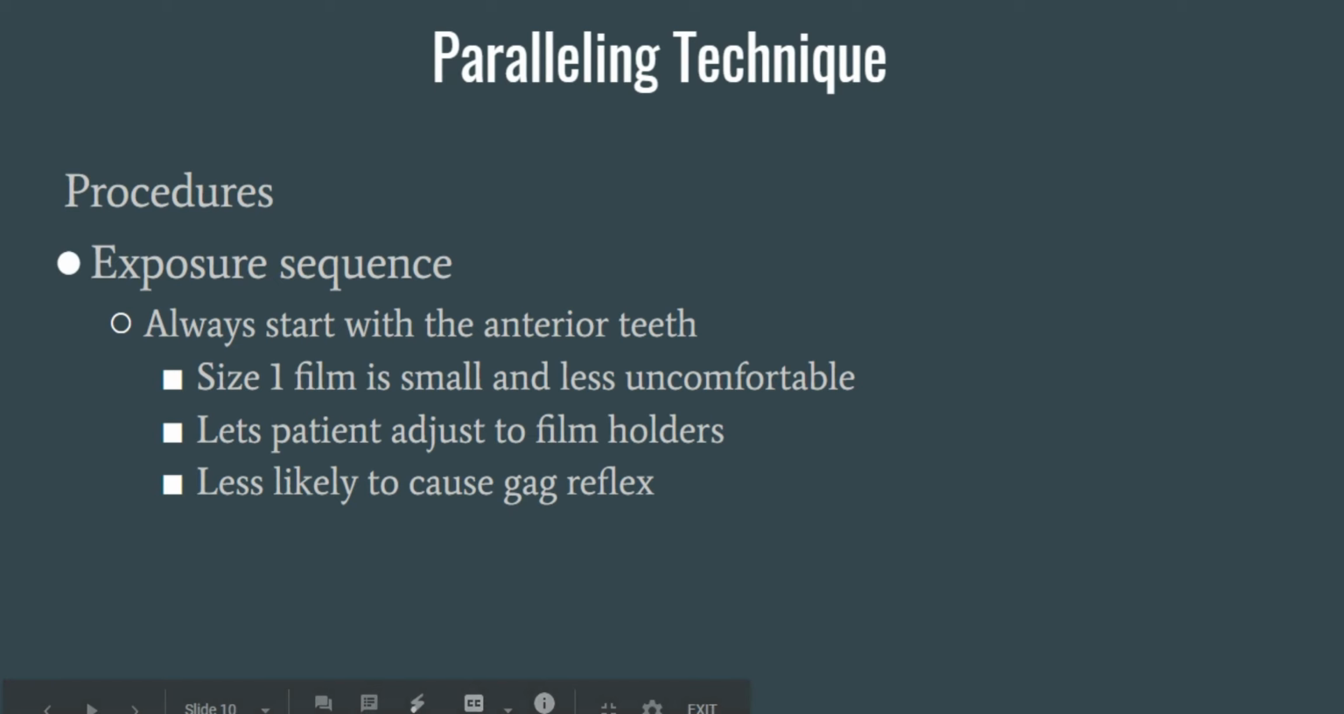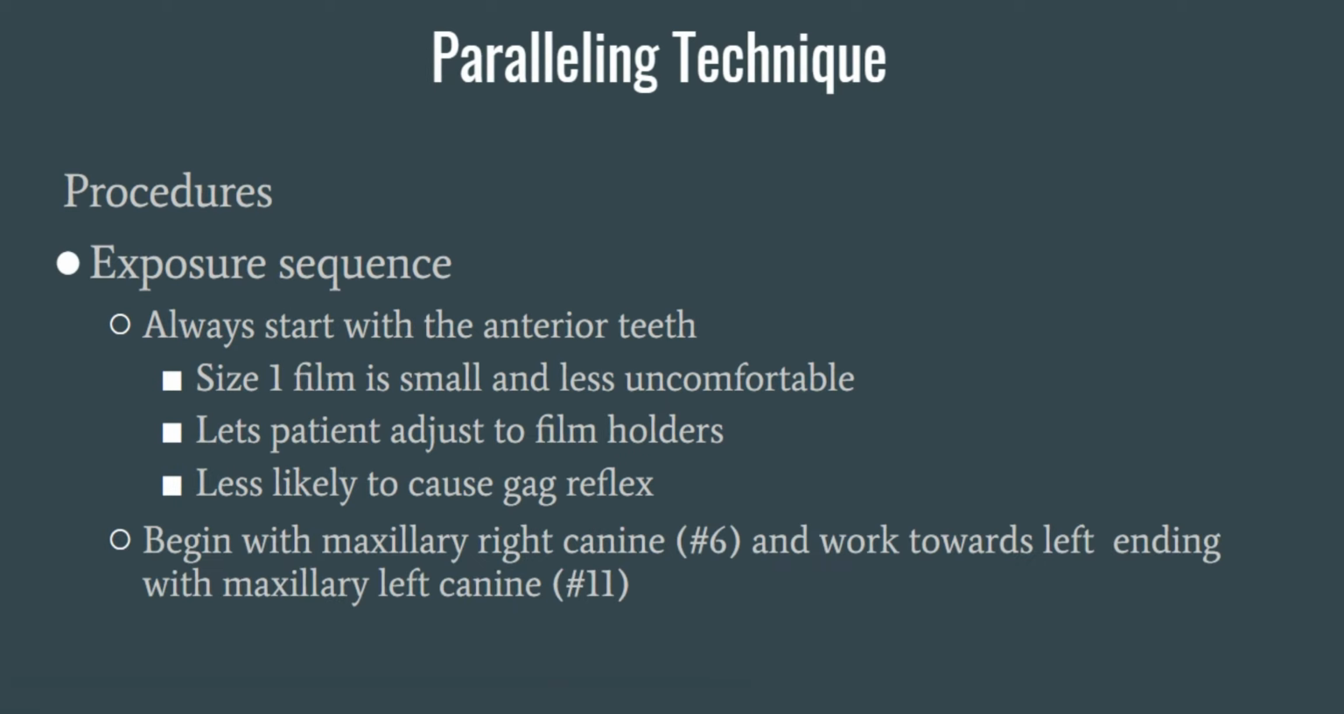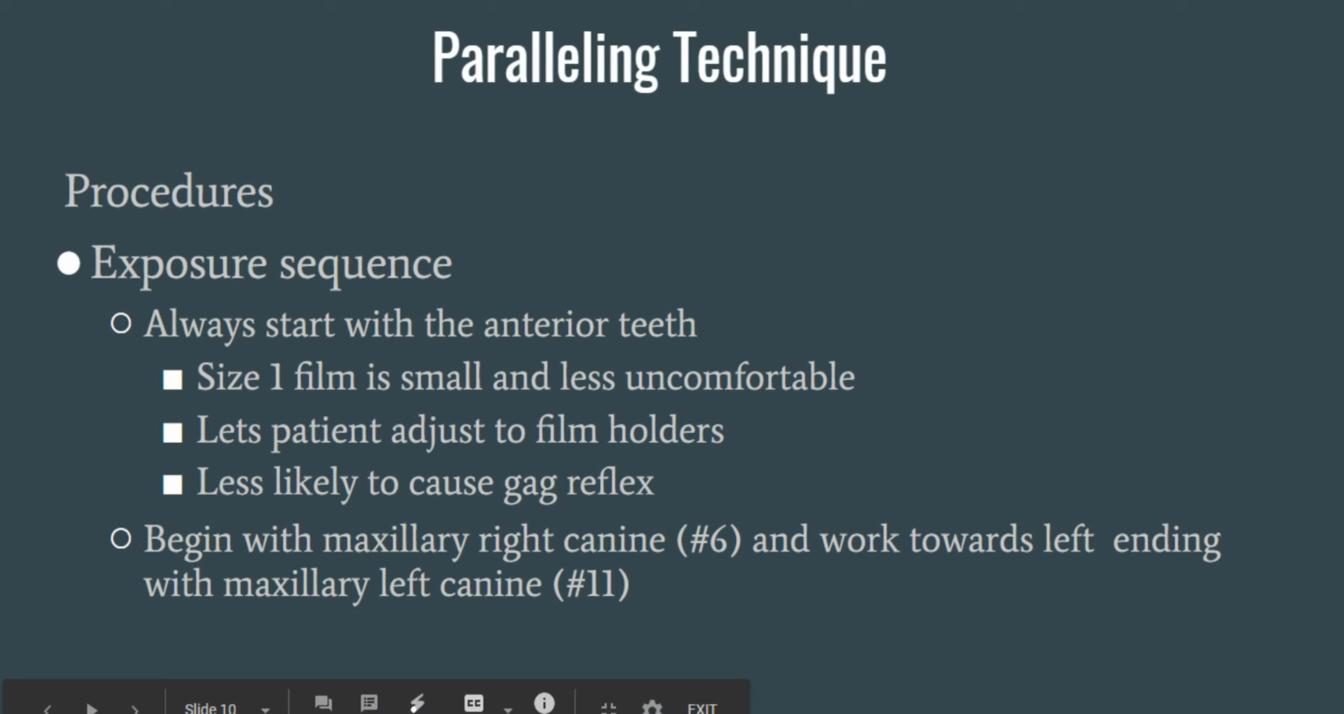And the recommended sequence is going to be as follows. You start with the maxillary right canine, working towards the left, ending with the maxillary left canine. So with a size 1 film, this is going to be 4 films. You'll have your maxillary right canine as 1. Then you will have the maxillary right lateral and the central on a second film. The maxillary left central and the lateral on the third film. And the maxillary left canine would be on the 4th film if you're using size 1.